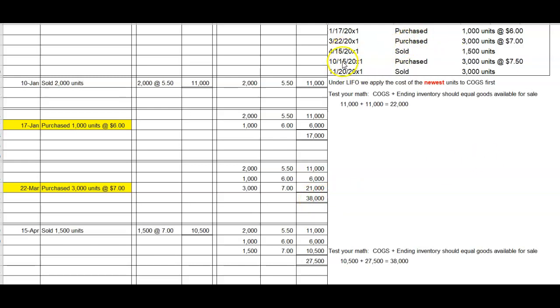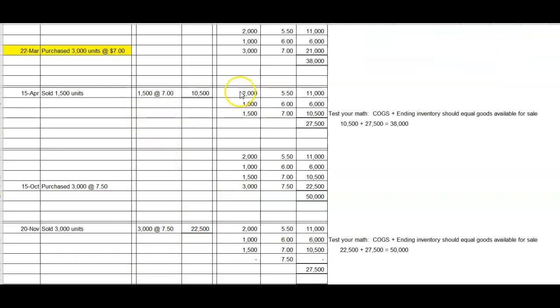The next thing that happened is a purchase of 3,000 more units at a cost of $7.50 each on October 15th, and then a sale on November 20th of 3,000 units. Please finish the worksheet using the LIFO concept of applying cost of goods sold, newest units to cost of goods sold first. I hope you remembered to bring down the 3 old layers of inventory left over after the April 15th sale before you applied the October 15th purchase into a new 4th layer.